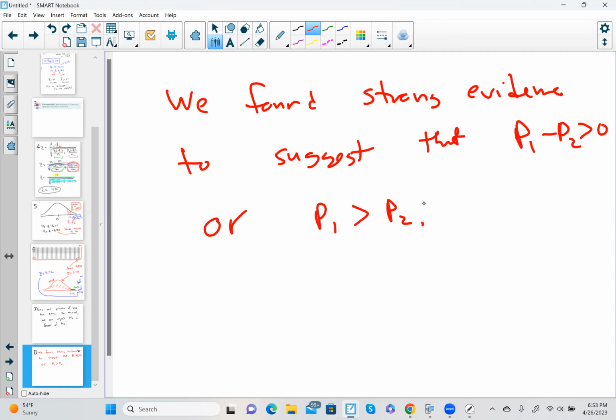Now, I'm saving us a lot of time by writing it this way. Don't forget, P1 is the proportion of teenagers who own an iPod. And P2 is the proportion of young adults that own an iPod. So what we've proven today is that the proportion of teenagers that own an iPod is significantly larger than the proportion of young adults that own an iPod.